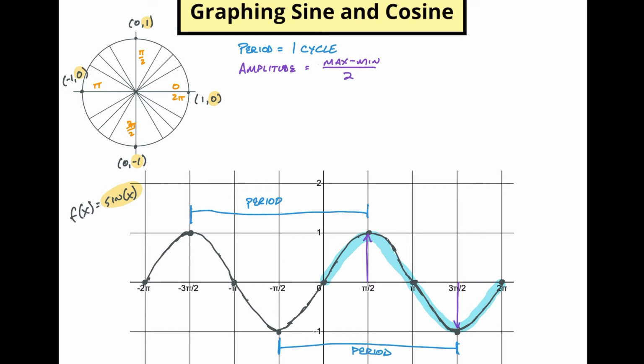I subtract those things divided by 2, I get a value of 1, so my amplitude is 1, which we can see here. But you're going to see when we get to our trig transformations that that amplitude is going to change a little bit.